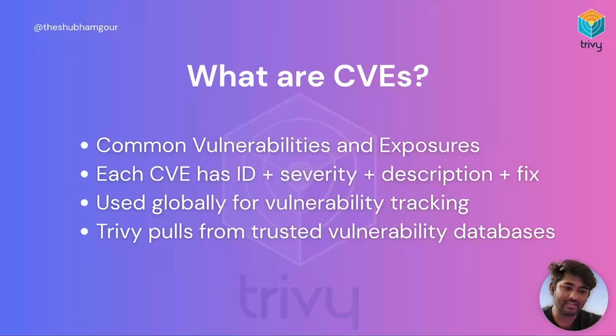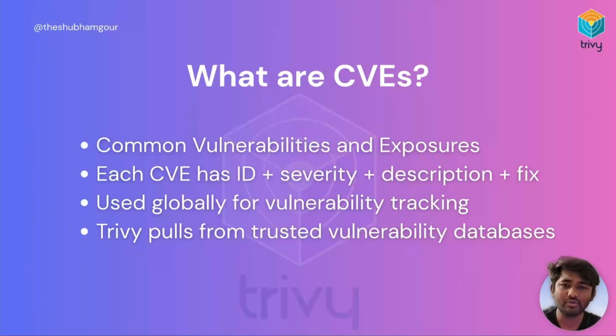Now, each CVE has an ID, severity, description, and fix. Okay, it is used globally for vulnerability tracking. So, when a bug is logged, it will generate one ID. It will give the severity. Now, what is severity? It can be high, medium, low, and extreme. Now, based on that, it will provide a description. What does that bug do, and where is the fix?